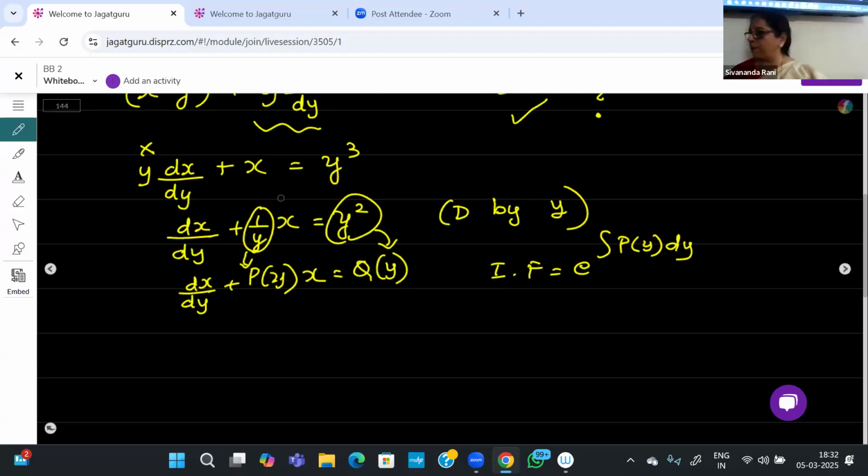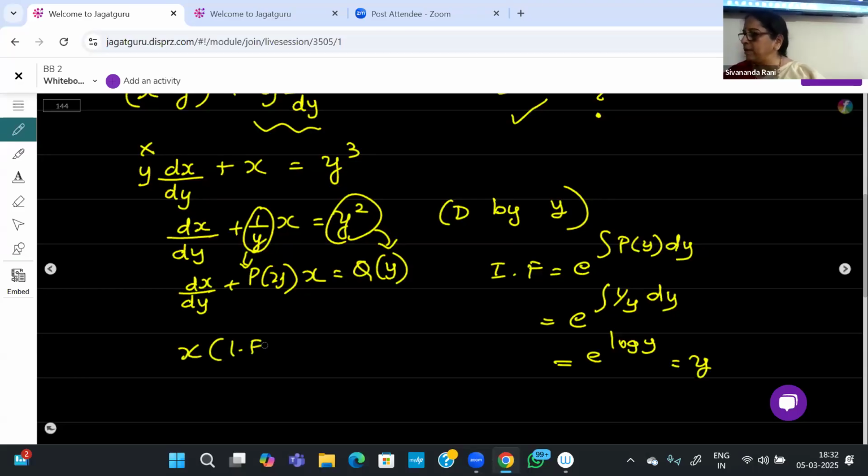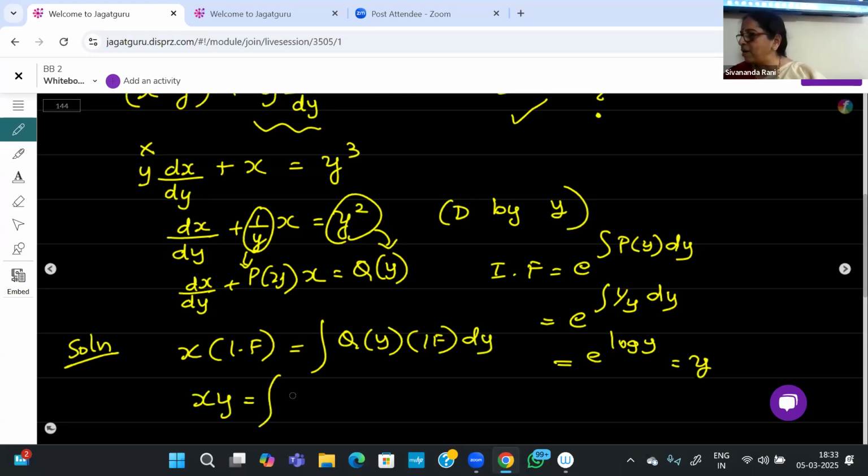I'm sure you would have finished the problem by now. So it is e power integral 1 by y dy, right? Which is nothing but e power log y, and therefore the integrating factor is y. So x into integrating factor, this is the solution, right? Solution is x into integrating factor is integral of q of y into integrating factor dy. So xy is integral of y square into y dy.